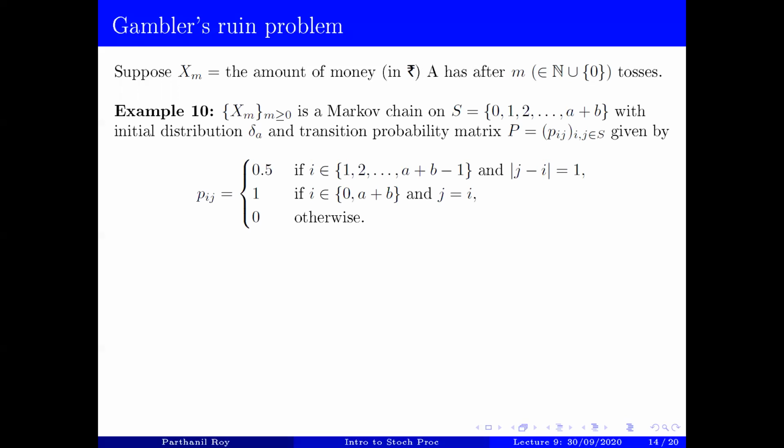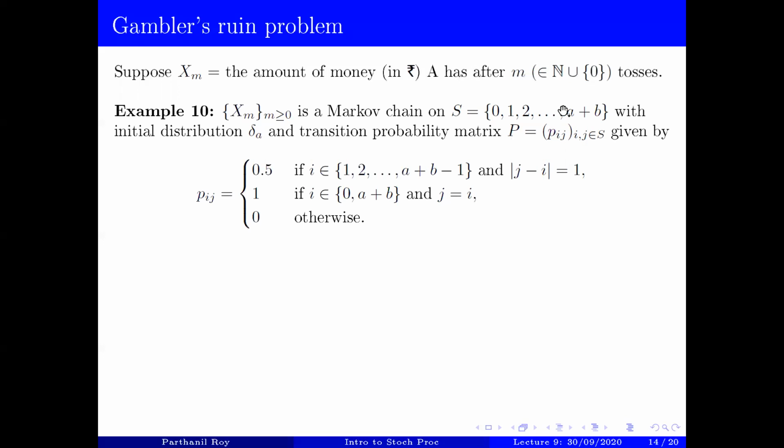And what is the state space? The state space is all integers from 0 all the way up to a plus b. Why is it so? Because the gambler each time is giving 1 rupee and started with an integer amount of money, rupees a. So therefore, always he'll have an integer amount of money. Now it cannot take anything below 0 because the moment it reaches 0, the gambler is ruined and the game is stopped. So the gambler will remain at 0 from then on.